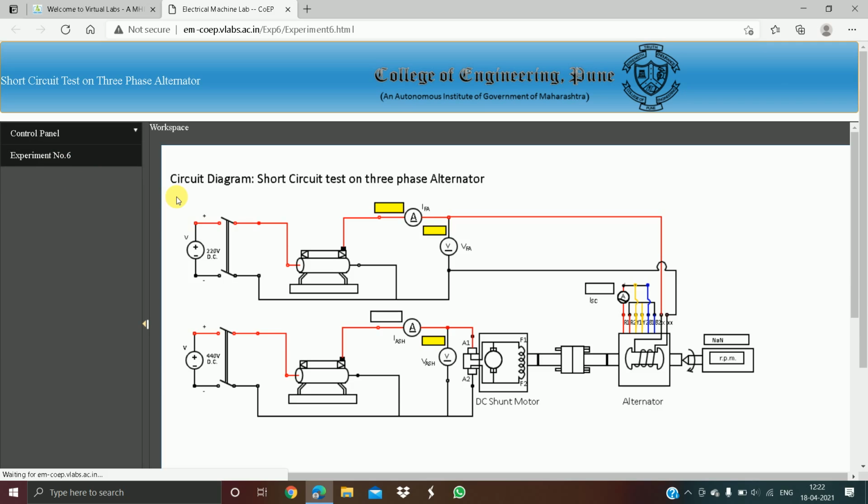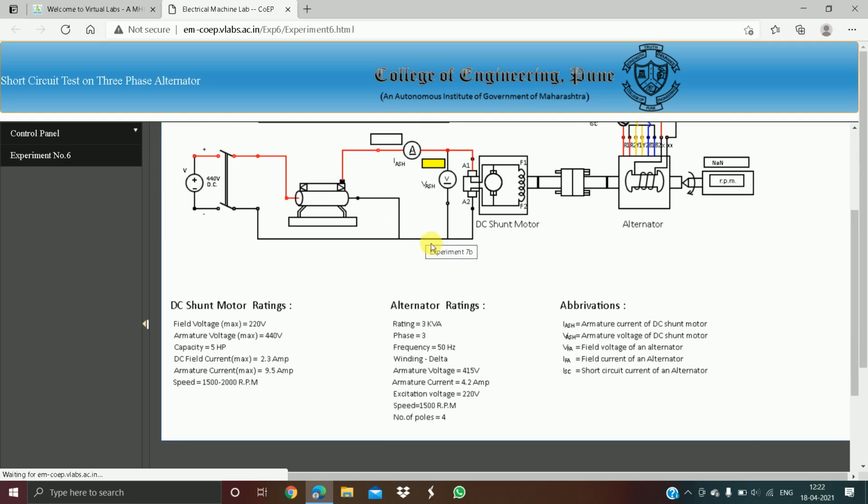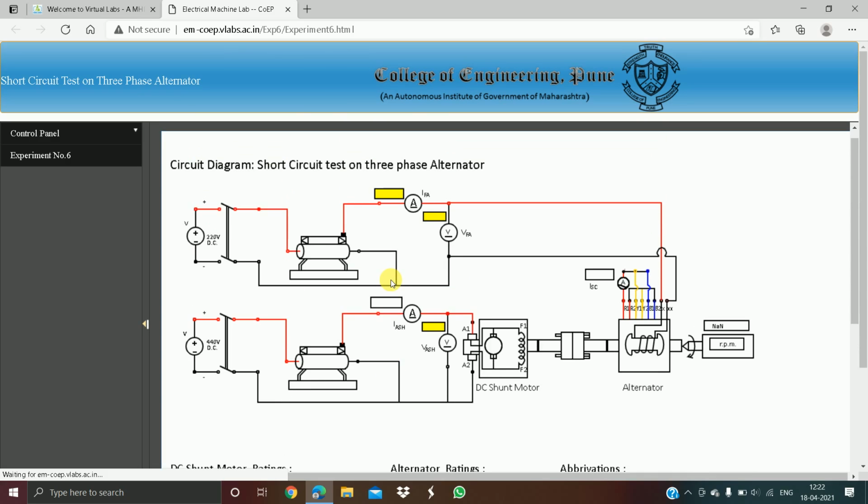You can see a circuit diagram similar to the open circuit test, and the abbreviations and the ratings of the DC shunt motor and the alternator are all the same, but in the circuit diagram there are some differences between the open circuit test and the short circuit test. Let us see what they are. You can see the circuit diagram.